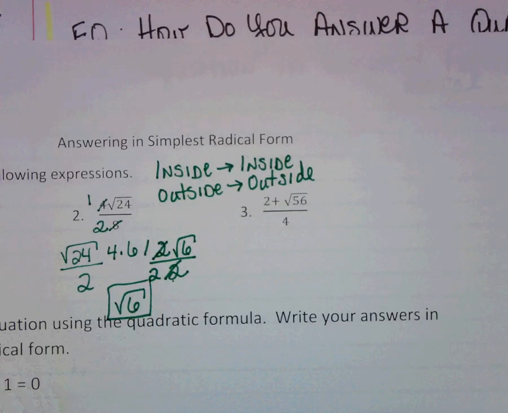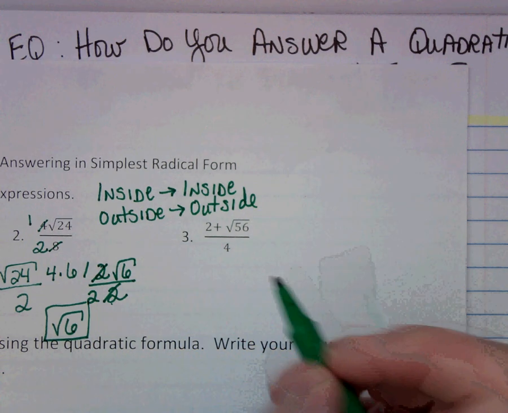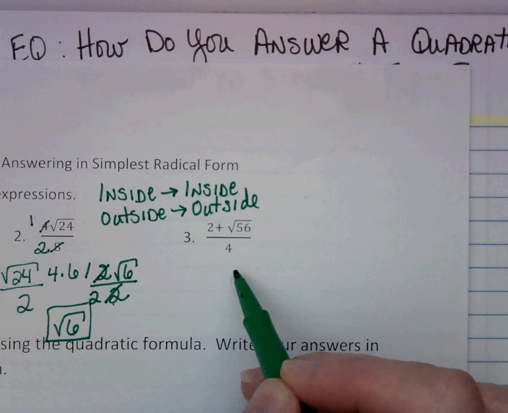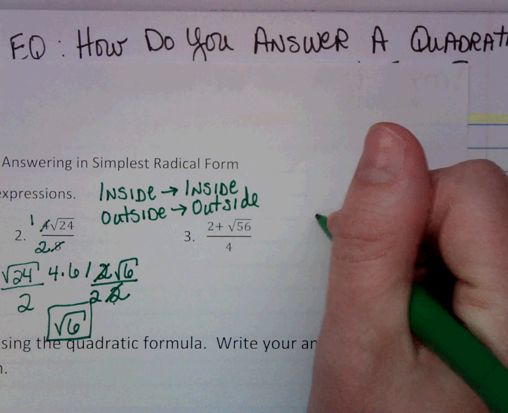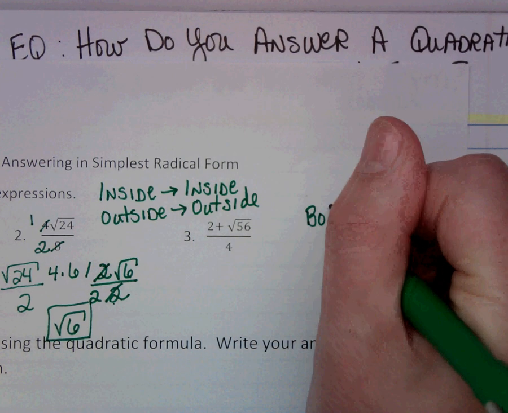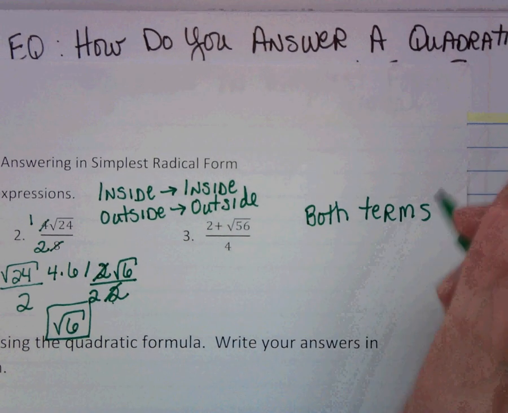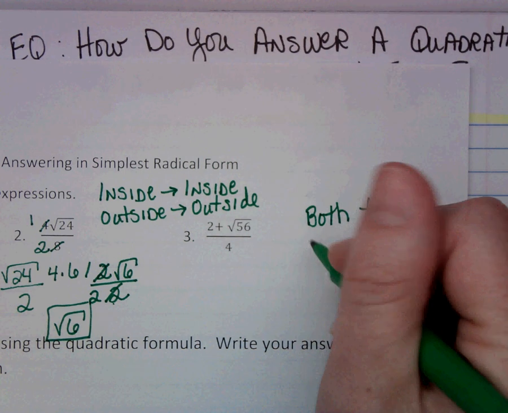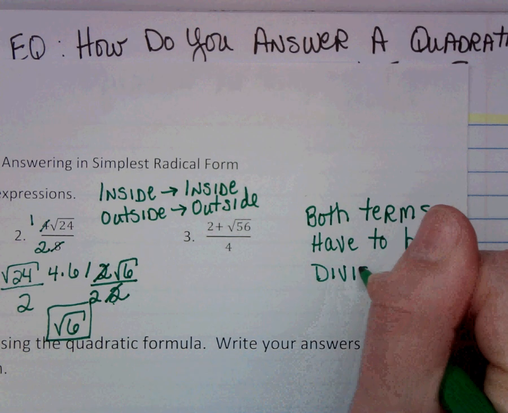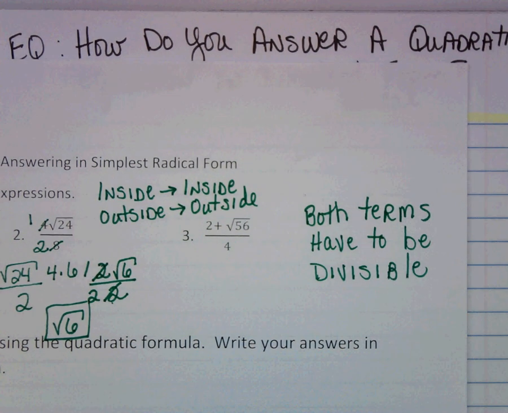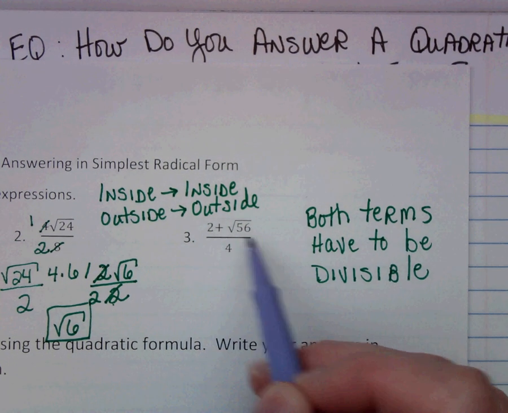Okay, here's another one. One thing I want to point out on this one is we cannot simplify 2 and 4. We've now thrown in an adding sign here. So 2 is a term, the square root of 56 is a term. Both terms have to be divisible by the denominator. As you progress through this, your denominator might be a binomial as well, but we're only going to look at monomials in the denominator for right now. So right now, the way it is, nothing can happen.